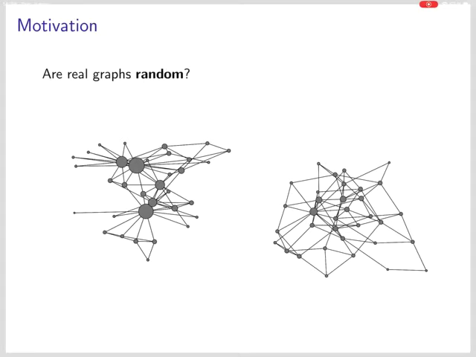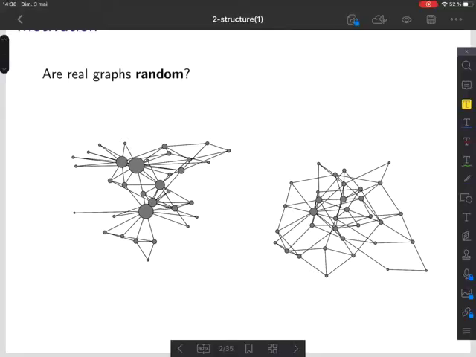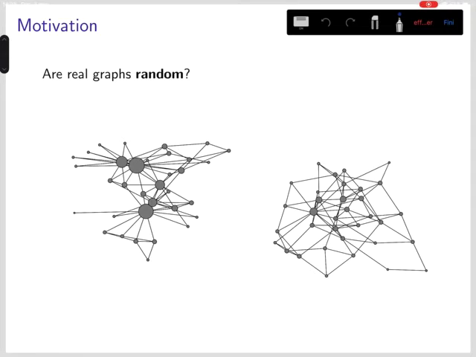And as you can see, there are clear differences, like if you look at the degree distribution represented by the respective sizes of the nodes, they are clearly different. Much more variable on the left, with the presence of nodes of high degrees, so-called hubs.